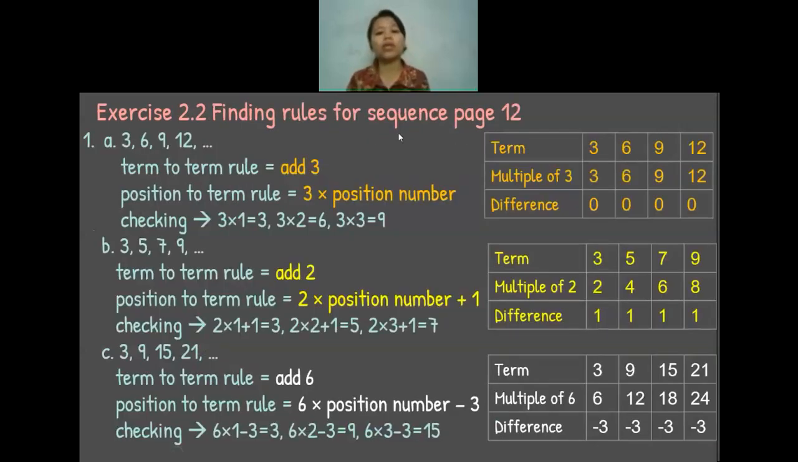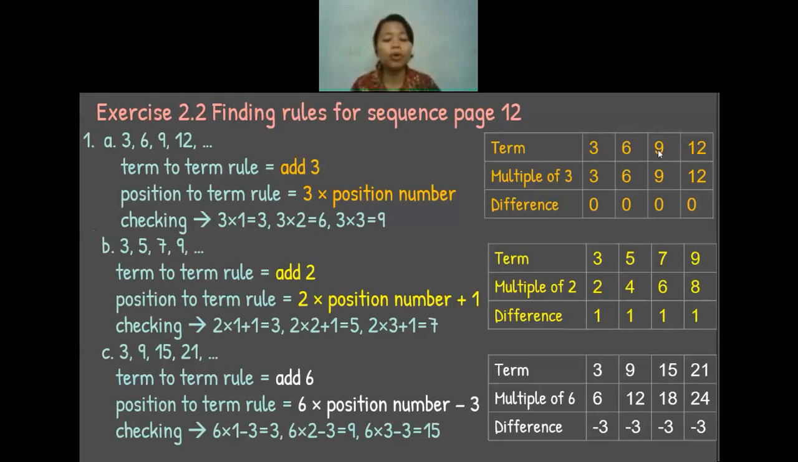So now I will continue the discussion for question 1. I did not type all the question properly, I just typed the answer. For each sequence, we have to write down the term to term rule. We have to write the sequence of numbers in a table. After that, we have to find the position to term rule. And the fourth thing we have to do is check if our rule works for the first 3 terms. So we have to find the term to term rule first.